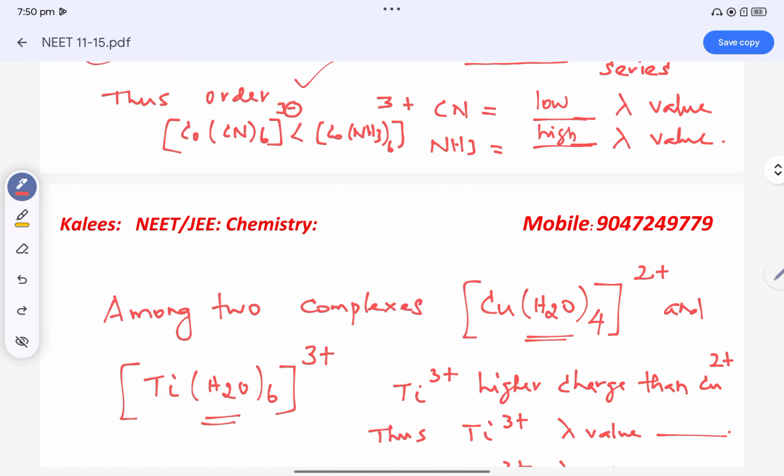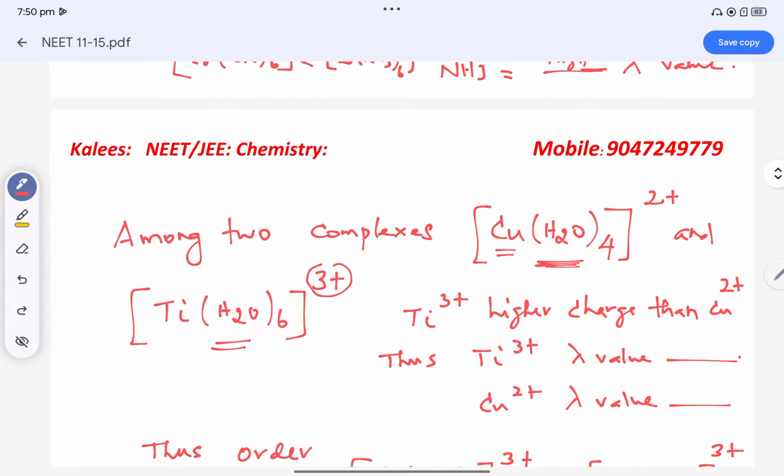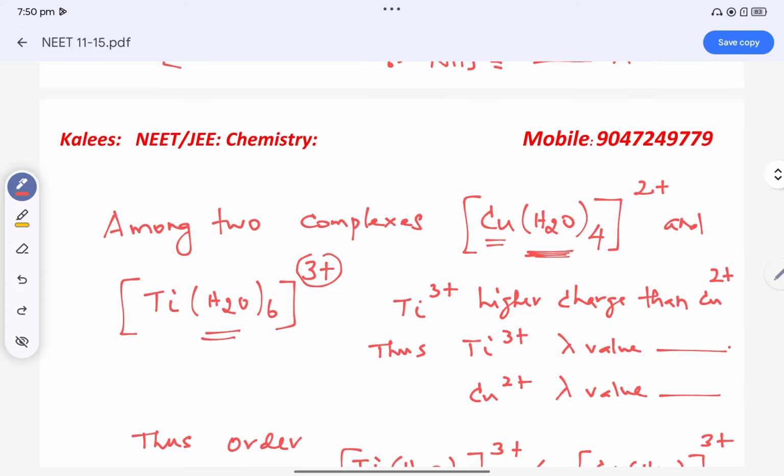Next one, among two complexes, the tetra aqua copper complex and the hexa aqua titanium complex. In that sense, titanium 3+, both have the same ligand. You know that H2O is the same ligand, here also H2O, here also H2O. Both are weak field ligands. So which one may have a higher lambda value, which one a lower lambda value?